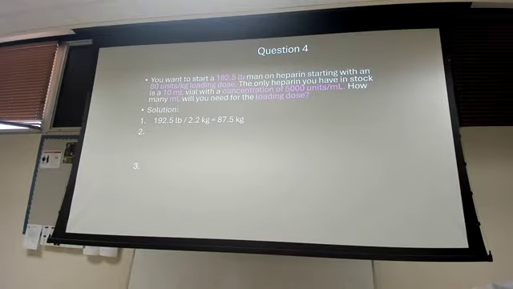So now using this, we can set up a proportion. 80 units over 1 kilogram will equal x over 87.5 kilograms. And so using cross multiplication, we'll find that there are 7,000 units.